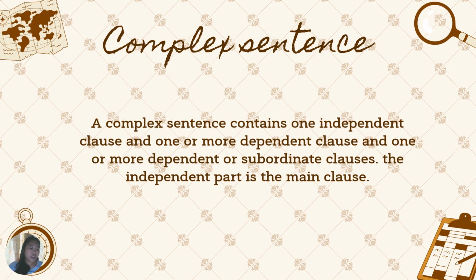So for example, I stayed home because it was raining. The independent clause is I stayed home while the dependent clause is because it was raining. The dependent clause cannot stand alone and provides additional information about why the action in the independent clause occurred.